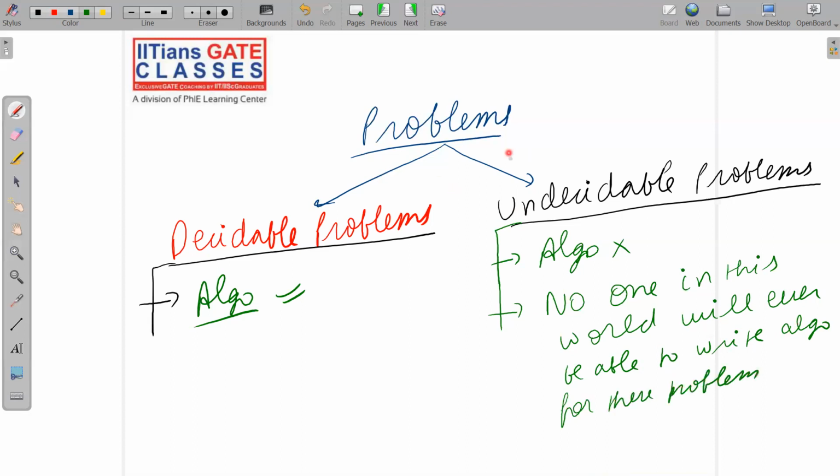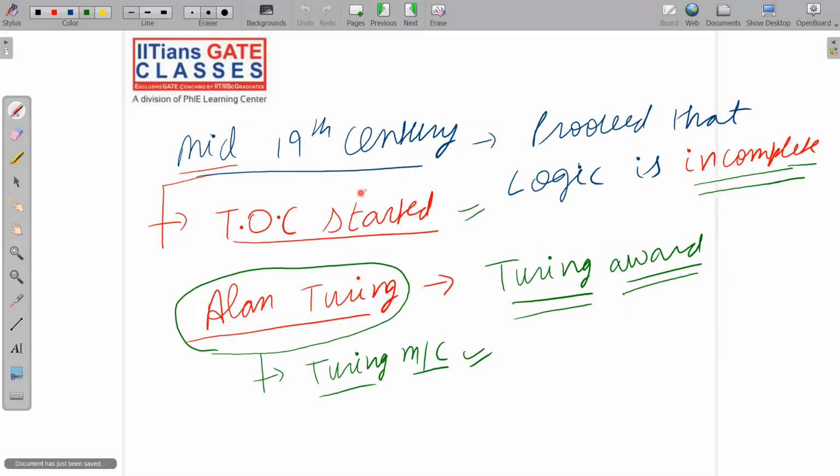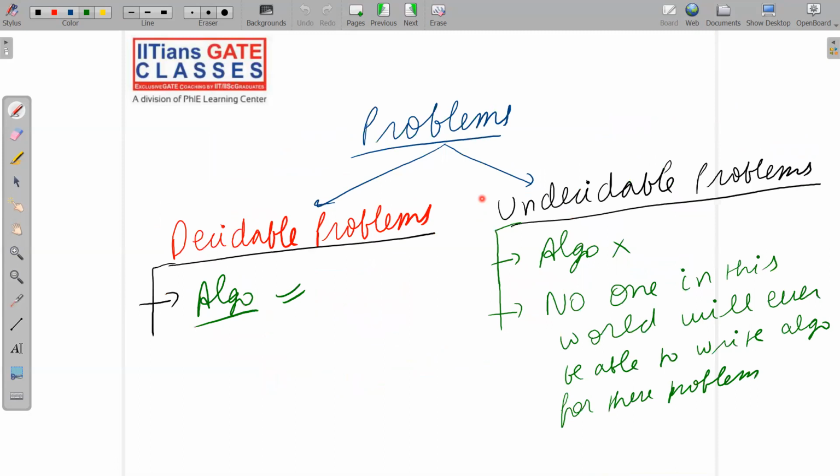How did this concept of decidability and undecidability come into the picture? Alan Turing and some other scientists together proved that logic is incomplete. That is, we cannot prove everything with the help of logic. This laid the foundation that there are some problems which have a solution, but still we cannot solve them. Then the concept of decidability and undecidability came into the picture.